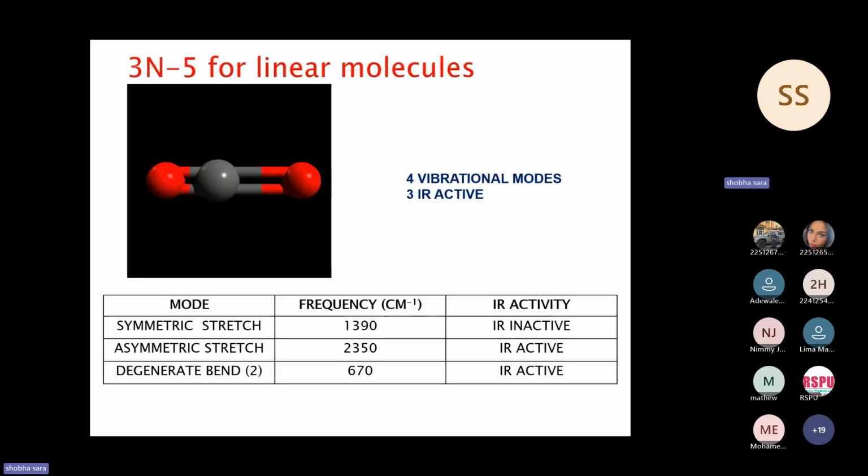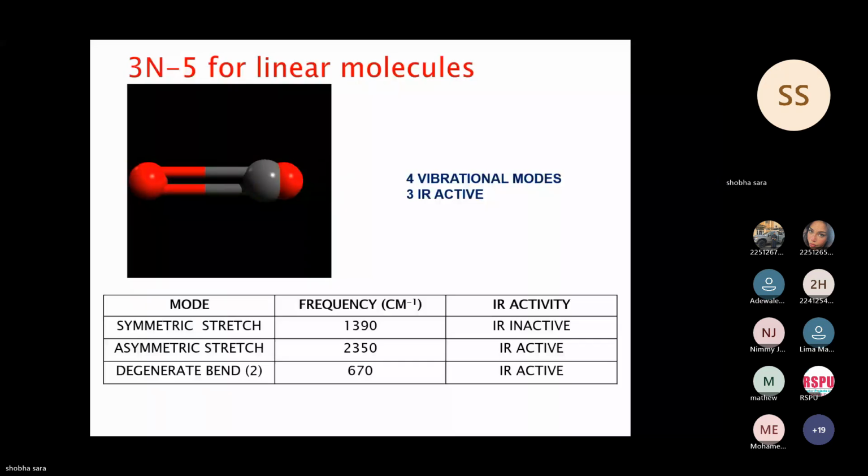But we can see only 3 are IR active, because the first one, the symmetric stretch, won't bring about a change in the dipole moment of the molecule. But this degenerate bend, these two are known as degenerate bend, this and the asymmetric stretch bring about a change in the dipole moment. So it will be recorded, or these are IR active. That frequency is also noted in the middle column.